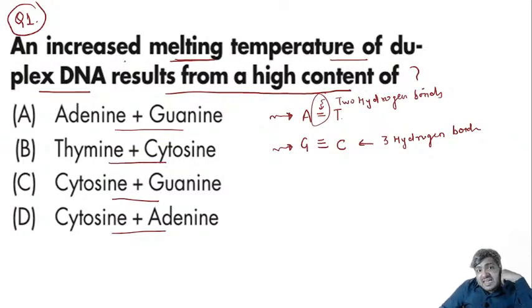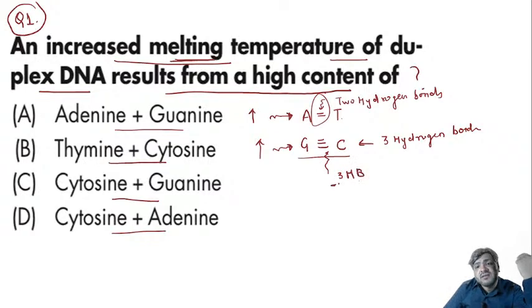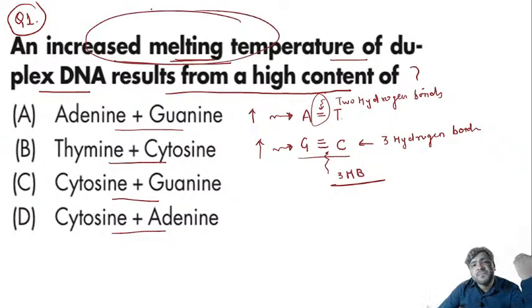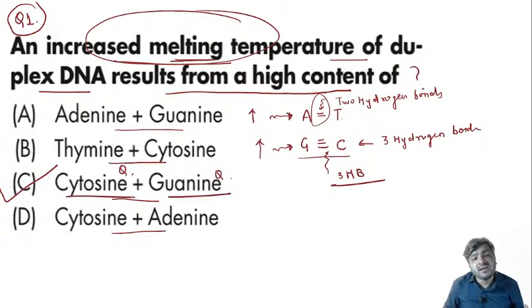Now the question says increased melting temperature. For which will we need more temperature, to break AT or to break GC? Yes, to break GC we will need more temperature, because here there are 3 hydrogen bonds. So ultimately a high content of GC requires increased melting temperature, or I can say high melting temperature. So ultimately the answer will be C, cytosine and guanine, guys.